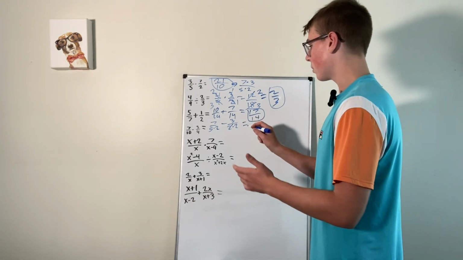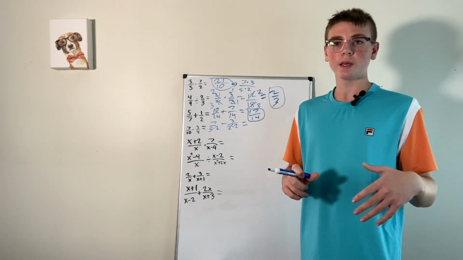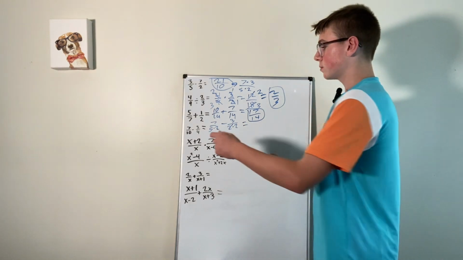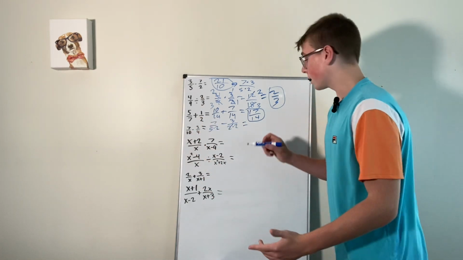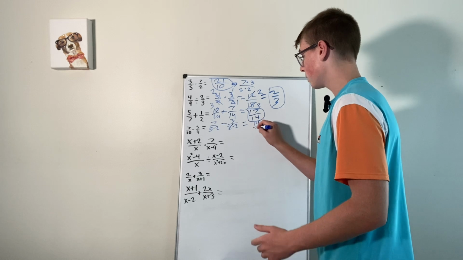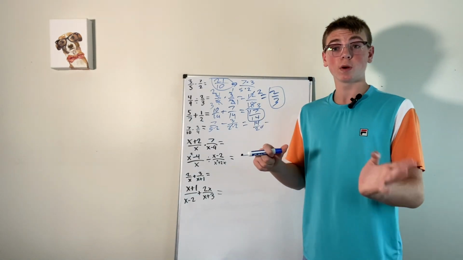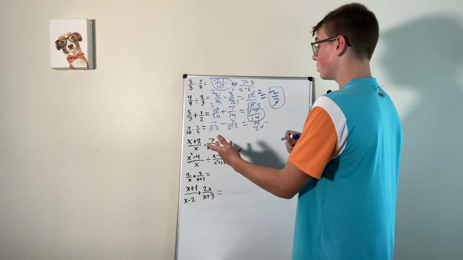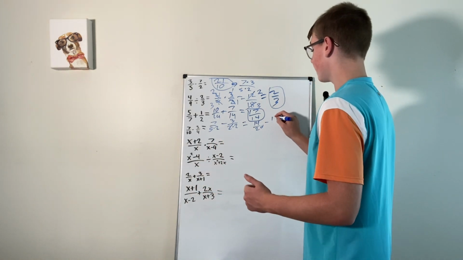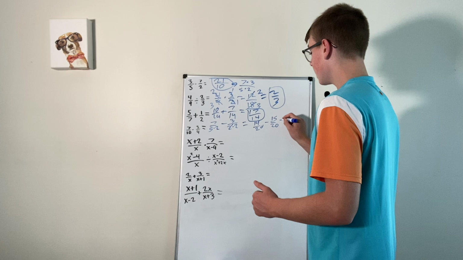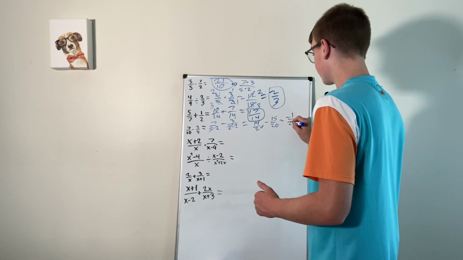So this would equal, if you want to get 10 to 20, you'd do times 2 over 2, and you'd get 14 over 20. Minus, if you need to get 4 to 20, you'd multiply by 5 over 5. So you'd get 3 times 5 is 15 over 20, and that'll equal negative 1 over 20.